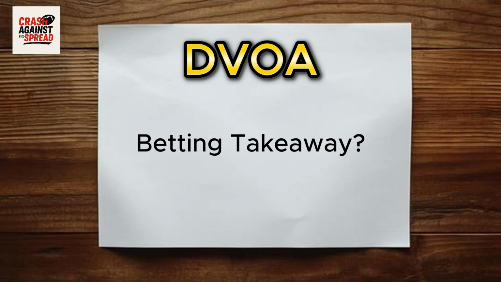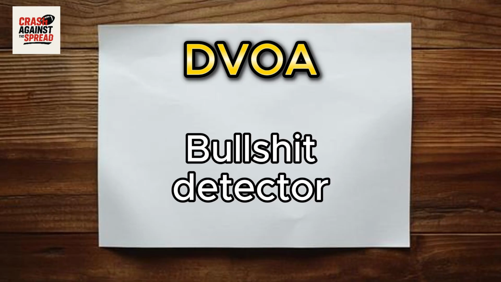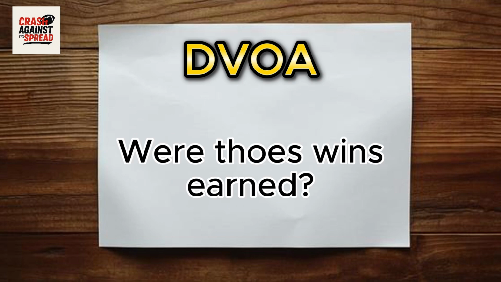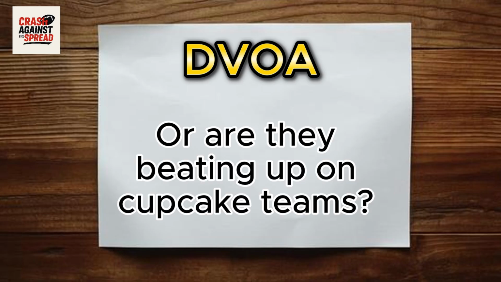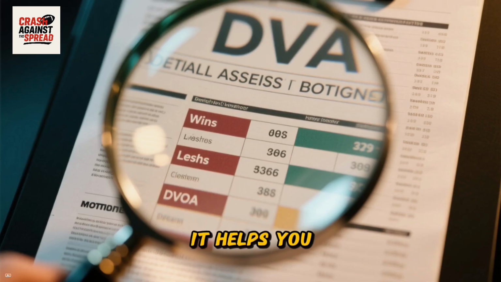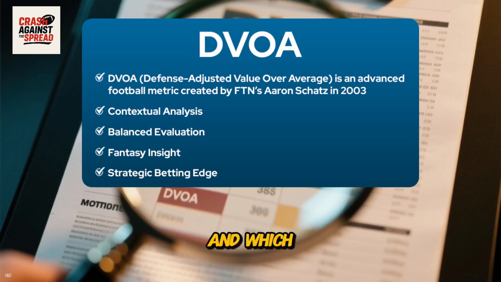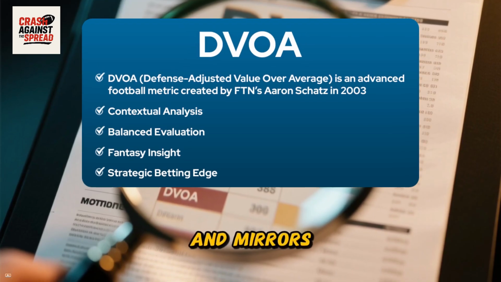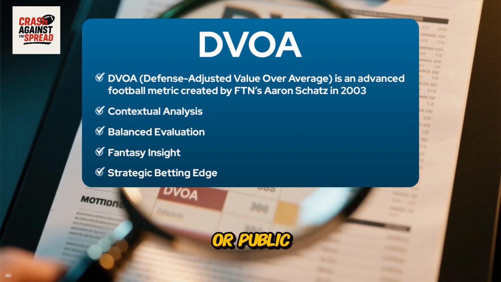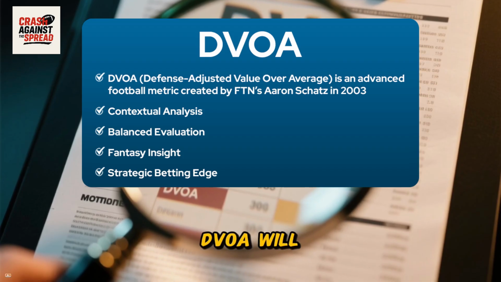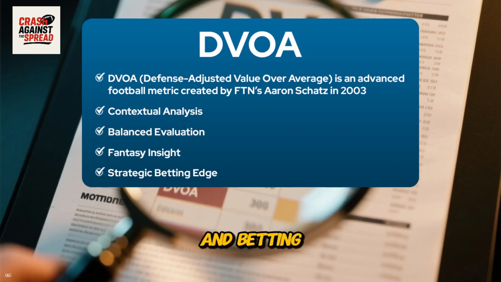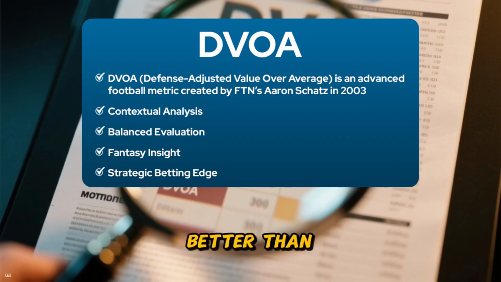So here's your betting takeaway. DVOA is your BS detector. Don't just trust wins, losses, or raw stats. Always ask, were those numbers actually earned, or were they inflated by playing cupcakes? DVOA gives you that answer. It helps you spot which teams are truly efficient and which ones are smoke and mirrors. When two teams look equal by record or public perception, DVOA will usually tell you who's actually better, and betting on efficiency pays a lot better than betting on vibes.